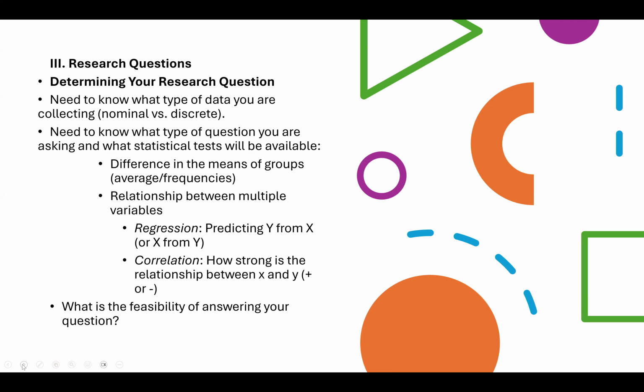Your research question is something that's really important. You have to determine that research question because you really need to know what kind of data you're going to collect. Is it nominal or discrete? What kind of stats tests are you going to do? Is it just the difference between things? Are you comparing averages? Are there different relationships? Because then you might be doing a regression or correlation. So you're predicting Y from X or X from Y, and how strong is that relationship between X and Y? So you want to really consider the feasibility of answering your research question. Like, can I even answer this with the data that I'm going to collect? And what kind of statistical tests am I going to use?